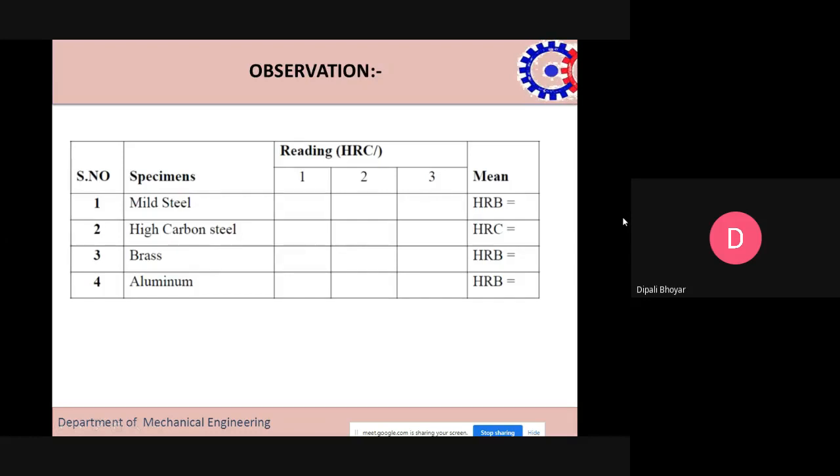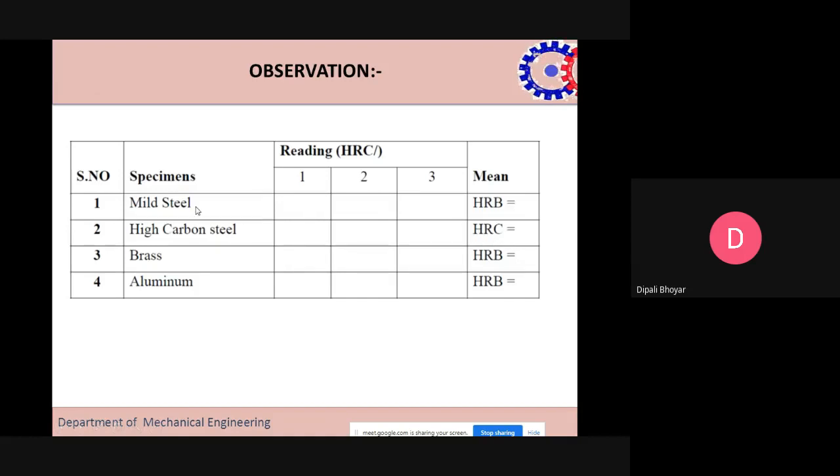This is the observation table of this experiment, that is hardness testing on a metal. Here we can use mild steel, high carbon steel, brass, and aluminium as specimens for measuring the hardness. The readings come under the C scale, hardness Rockwell with a C scale. Here we can take two to three readings with respect to the load applied, major load and minor load, and find out the Rockwell hardness with the B scale.